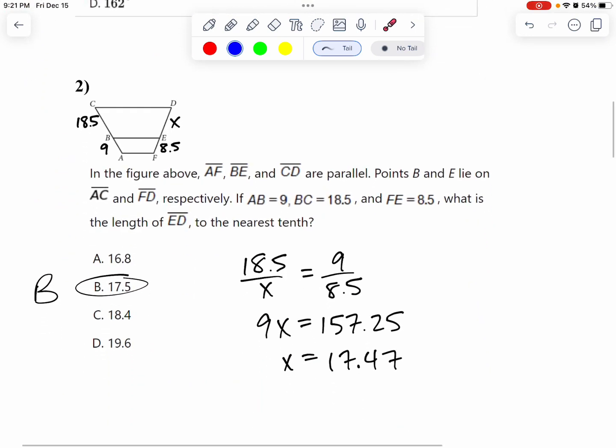Number 2, we've got this weird trapezoid with a slash through it, but again, don't try and do this in your head. You will screw it up, but it should be very simple. AB is 9. Where can I put 9? Let's find AB. It's this piece right here, and I am labeling that 9 units long. Same thing with BC. Where's that? It's right here. It's 18.5. And then I also labeled this, and I need to figure out ED, which is why I put an X there. This 8.5 goes right here between F and E.